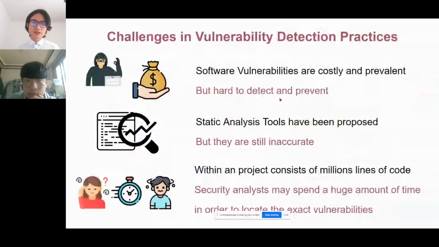So let me first introduce the challenge in software vulnerability detection. Software vulnerabilities are costly and prevalent, but it's really hard to detect and prevent. Therefore, static analysis tools have been proposed, but they're still inaccurate. We can imagine that within a project consisting of millions of lines of code, security analysts may spend a huge amount of time to locate the exact vulnerabilities.